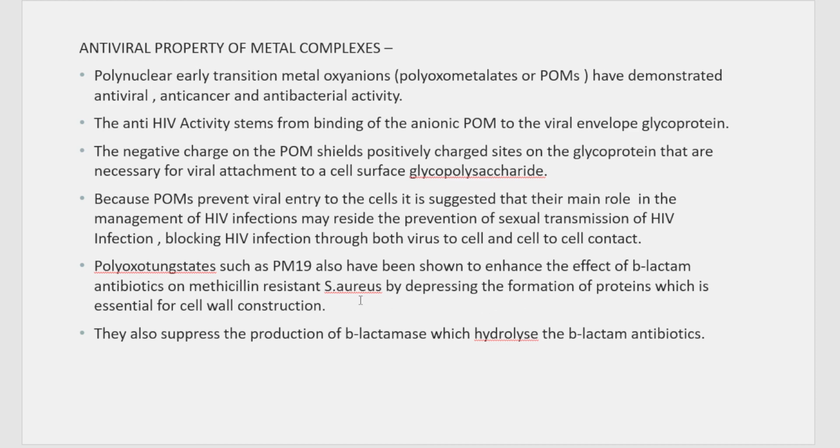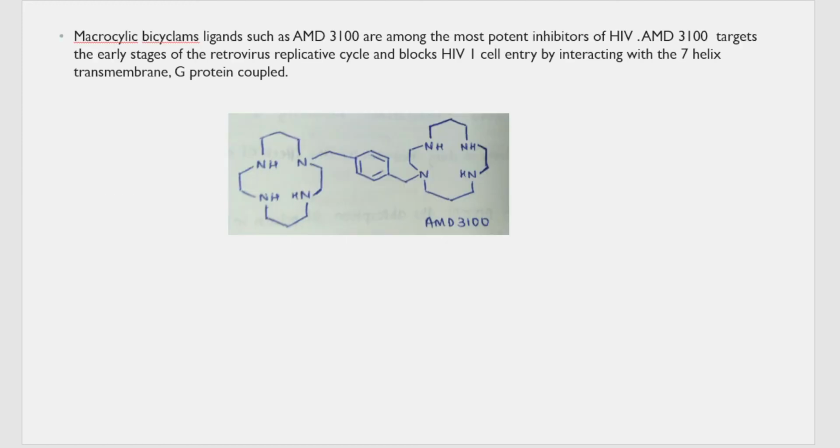So what does it do? It depresses the formation of the essential protein required for the cell wall construction of this bacteria, so that it cannot construct its cell wall because of this antibiotic along with polyoxotungstate. It also depresses the production of beta lactamase, which hydrolyzes this antibiotic. So it makes sure that the antibiotic which is supplied into the body does not undergo hydrolysis. The last example is macrocyclic bicyclams, that is, ligands such as AMD 3100.